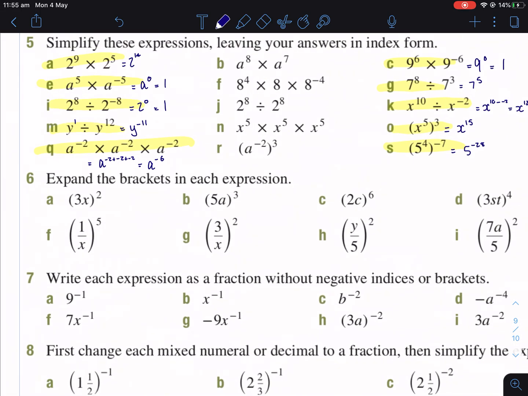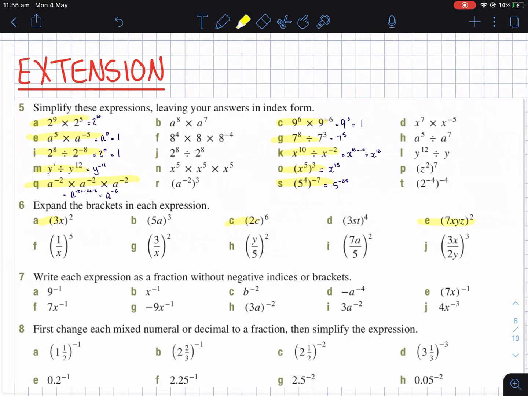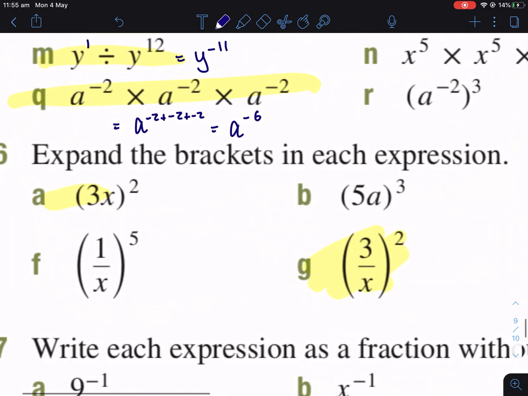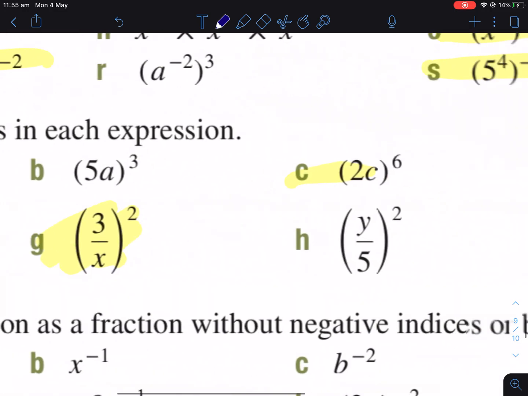Expand the brackets for each one. Again, only doing every second question. So this makes it 3 squared x squared because you multiply everything in the bracket. You expand everything. So that's 9x squared.